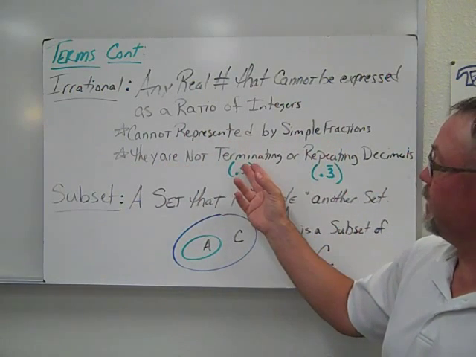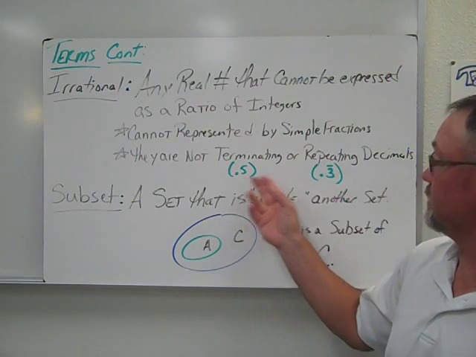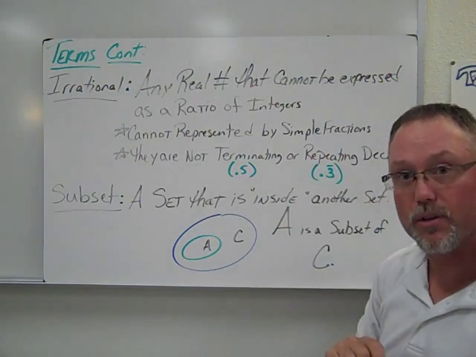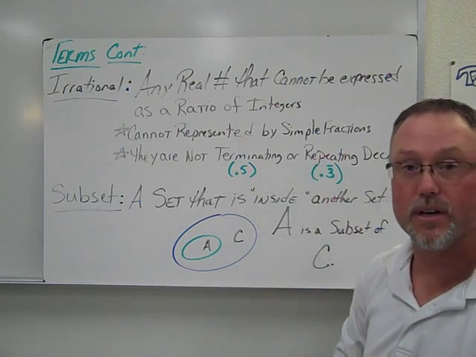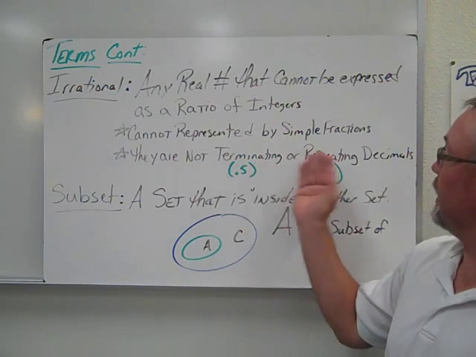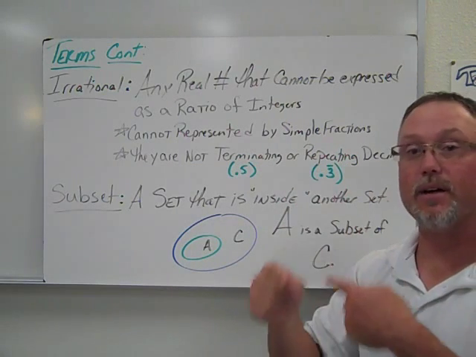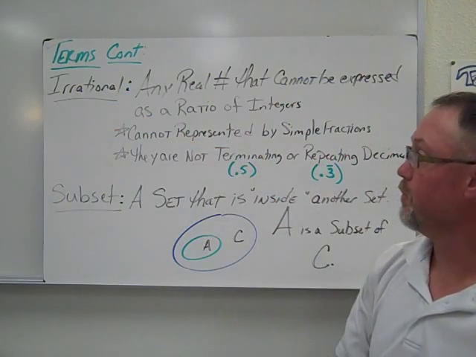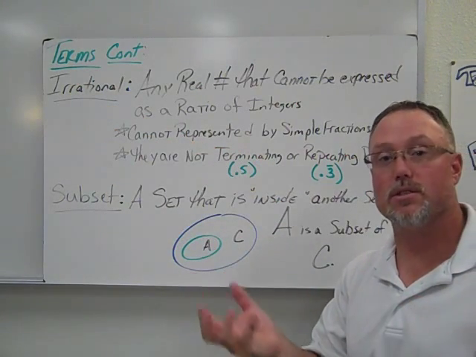They are not terminating, meaning they stop, decimals, or repeating decimals, which are the ones that you put the little line over the top to show that that part of it is a repeating pattern for this. So they're not terminating, not a repeater, and they don't have a pattern that takes place. Those are irrational numbers. Now what we're going to do is work with what are called subsets.